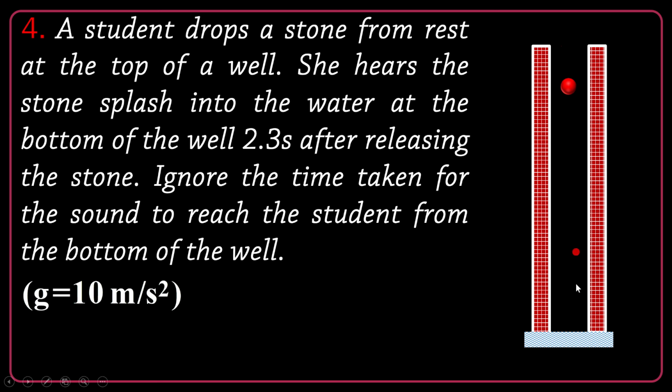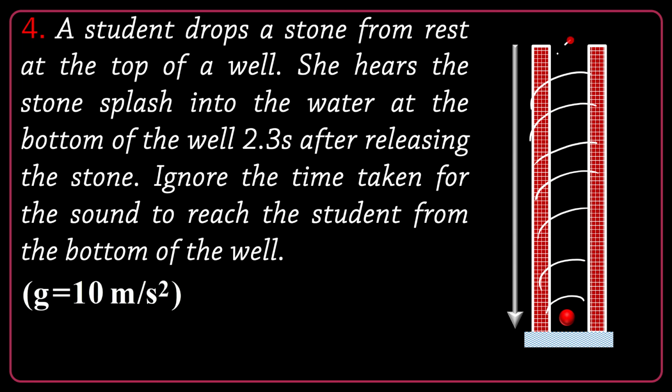The stone falls down here, and then makes a splash sound, and then the sound very quickly goes back to the initial position. You know that the sound is traveling really fast, relative of course to the stone. Ignore the time taken for the sound to reach the student from the bottom of the well. As the sound is moving really fast, this is why we ignore that time, because the sound travel is really short compared to the time we need for the stone to fall down. g, again, is given to be 10 meters per second squared.